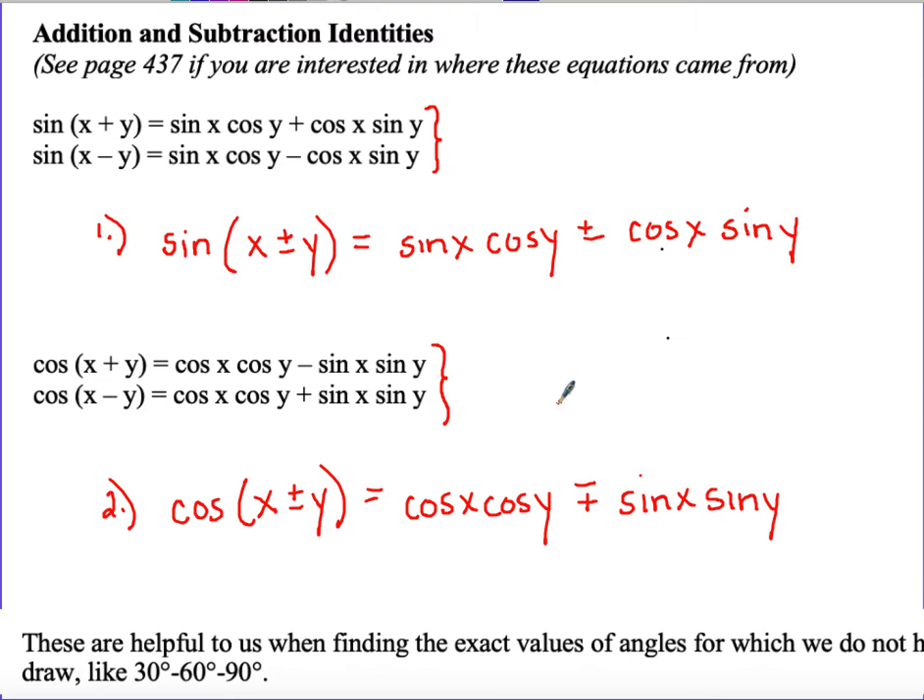Sometimes people say, does it make a difference? It actually does, because when it's plus inside the parentheses, then we're using the minus over here on the right side. When it's minus inside the parentheses of the x minus y, then it changes to plus in the expanded version here. So these are our addition and subtraction identities, or sum and difference, for your sine and cosine identities. We'll get to the tangent in just a little bit, and these are going to be helpful to find the exact values of angles when we don't have a special triangle like a 30, 60, 90 that we can draw.